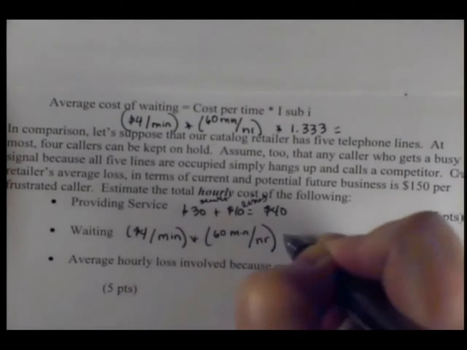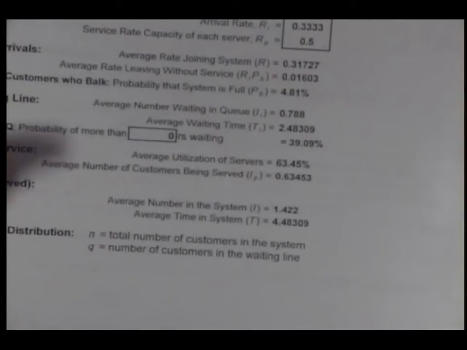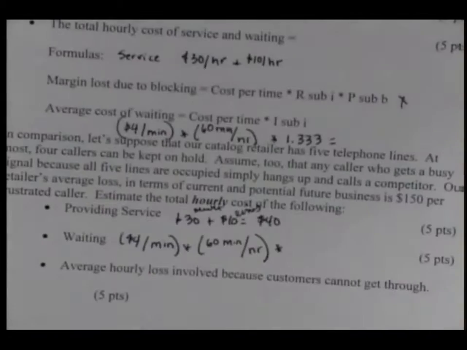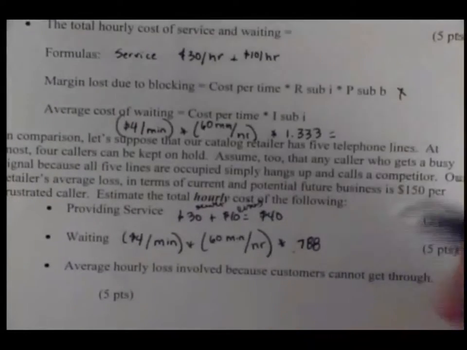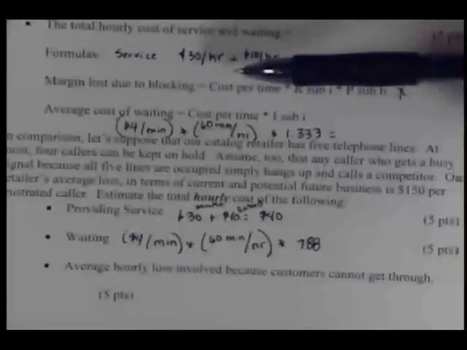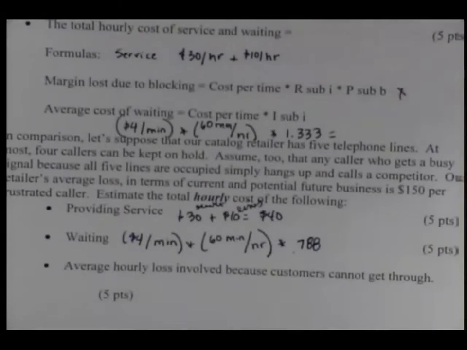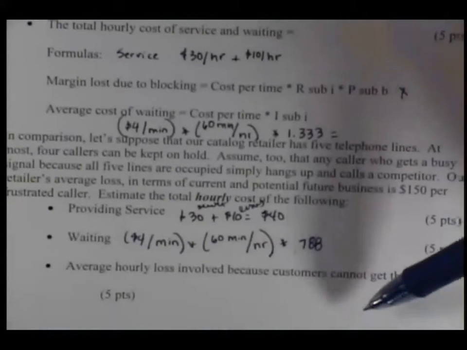And what's my L sub I in this case? The number of people that are waiting. 0.788. Right, so it changes to 0.788, so I multiply that by 0.788, okay? And if you'll note, I gave you the formula up here for your margin loss due to blocking. It's your cost per time times R sub I times R sub P, right? And so that applies now that we're in a finite system.